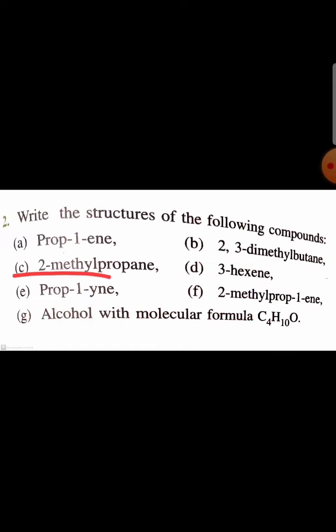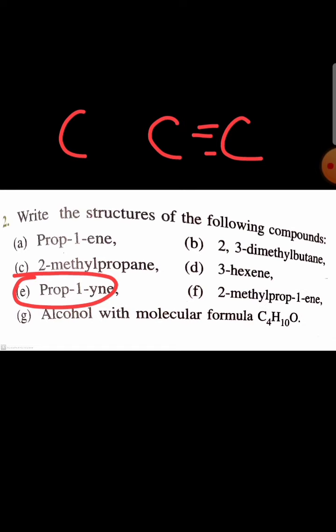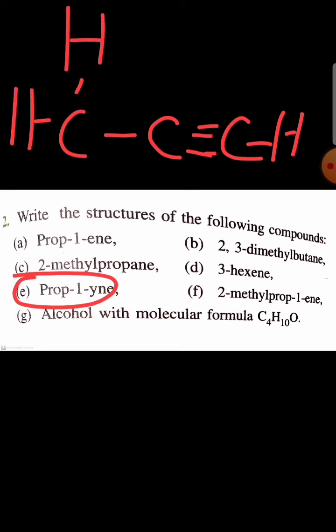Next we have prop-1-yne. Prop means 3 carbon atoms, 1 means at the first carbon atom a triple bond, the remaining carbon atoms single bond only. Now add hydrogen according to tetravalency. The second carbon atom already has 4 bonds, no need to add. To the last carbon atom you add 3 hydrogen to make it tetravalent.